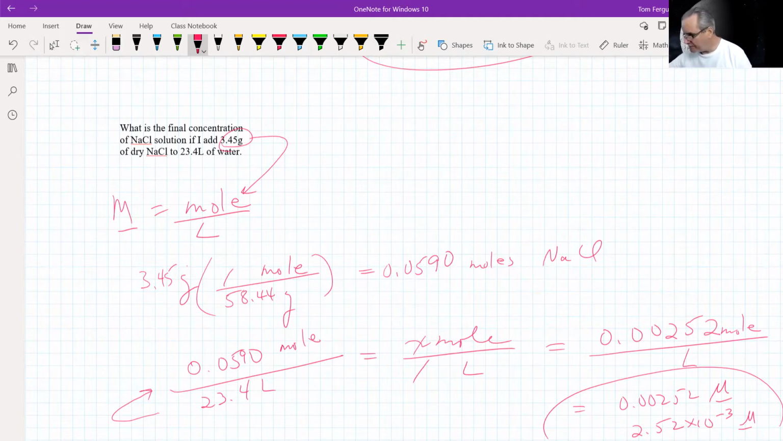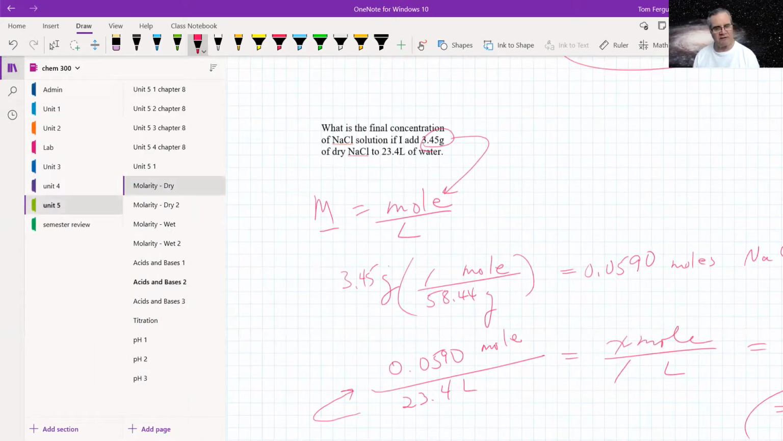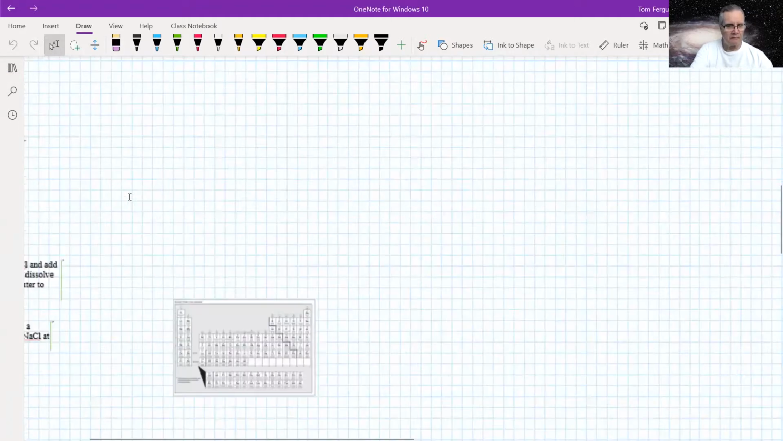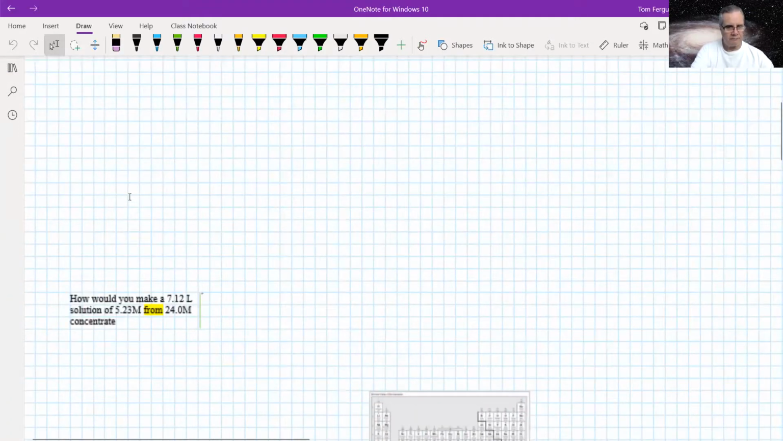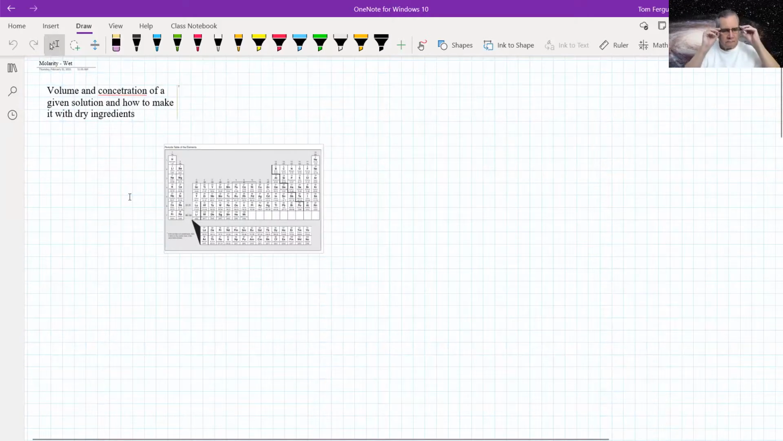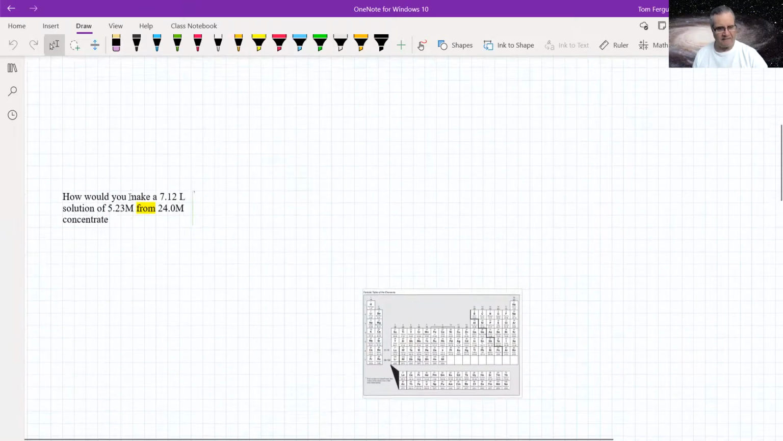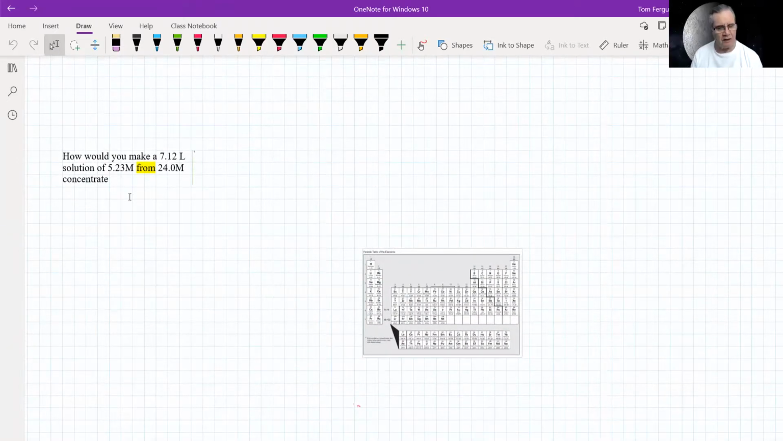All right, the other approach is taking a concentrated solution and then diluting it. Okay, so what we've already done is we're taking dry ingredients. Now we're going to take and dilute a concentrated one.